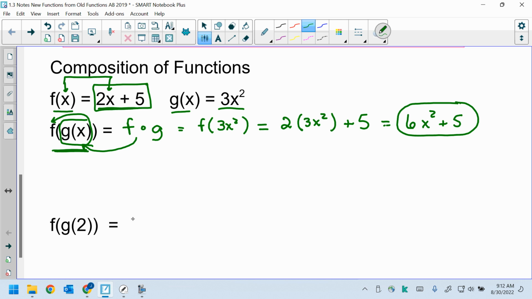What's f of g of 2? Well, let's see, g of 2. G of 2 is 3 times 2, which is being squared, and I think we get 12. G of 2 is 12. I want f of 12. Well, the f function says take 2 times whatever your input is, and then add 5 to it. I think we're going to get 29.